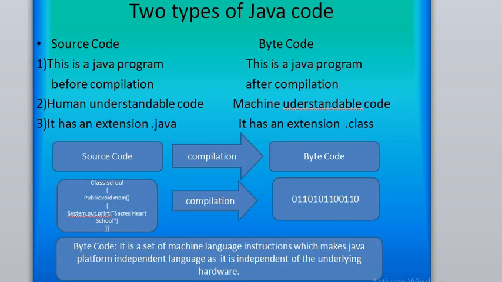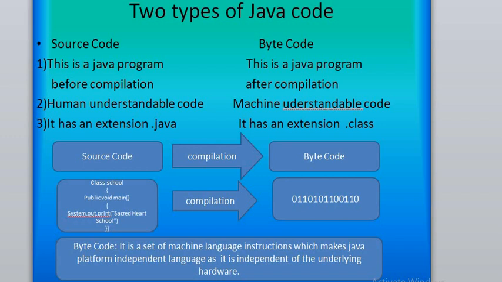Now first we understand what a compilation is. The compilation is the translation of the high level language into a machine level language. It means the translation of the English language into a machine level language is known as a compilation. So the two types of Java code are source code and the bytecode.